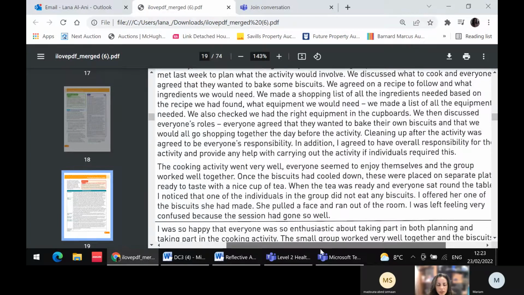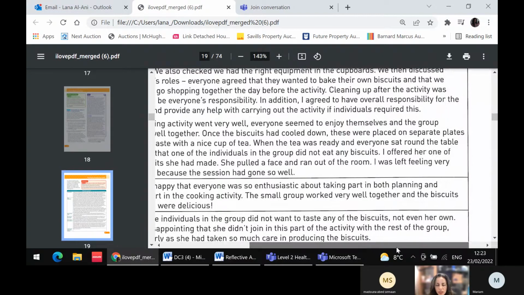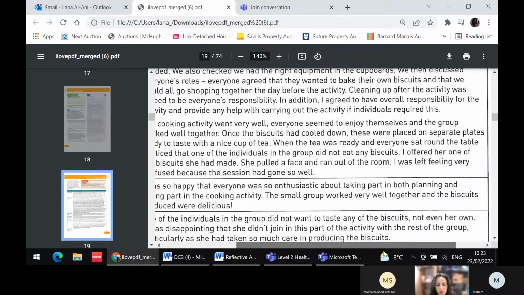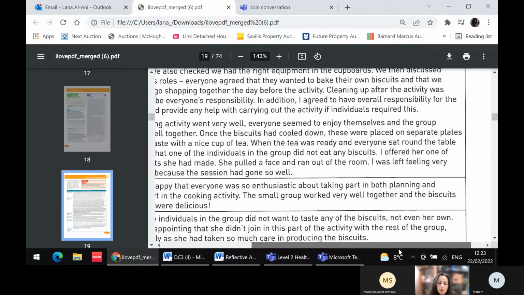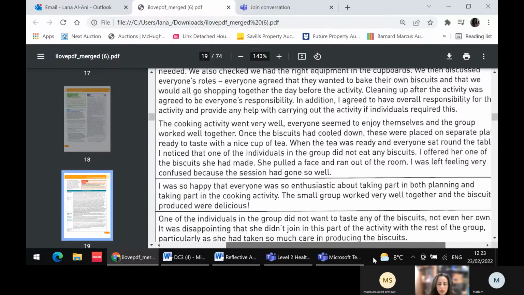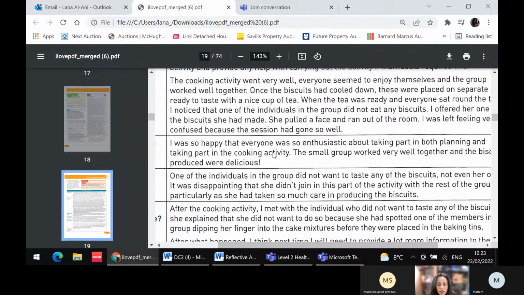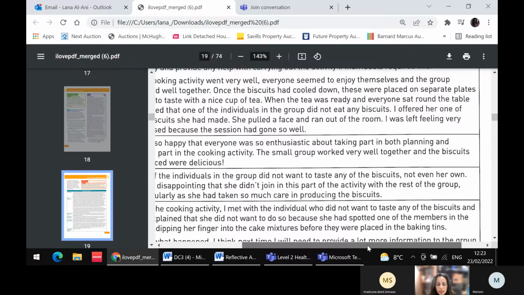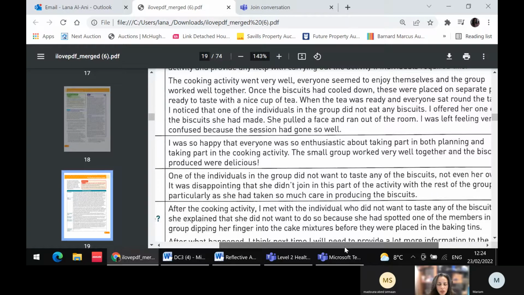The cooking activity went very well. Everyone seemed to enjoy it themselves and worked well together. Once the biscuits had cooked, they were placed on separate plates with a nice cup of tea given to the clients. I was so happy that everyone was so enthusiastic about taking part, both in planning and in the activities.